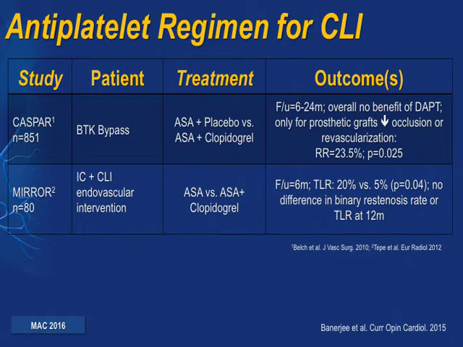The MIRROR study, done in Germany by Dr. Tepe's group, included both intermittent claudicants and CLI patients, and post-endovascular intervention with aspirin and clopidogrel did show at 6 months, which was a primary endpoint of the study, a reduced rate for target lesion revascularization. However, there was no benefit sustained at 12 months.